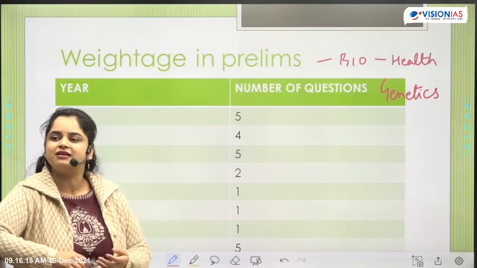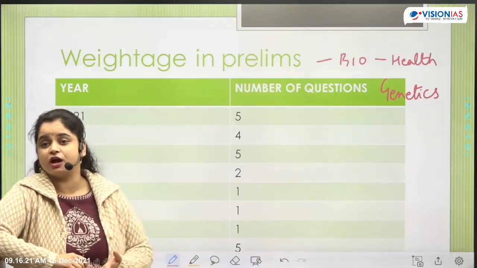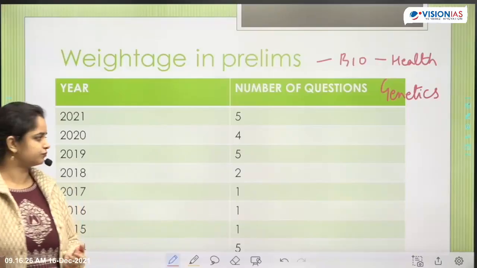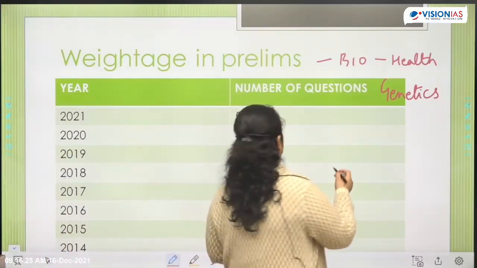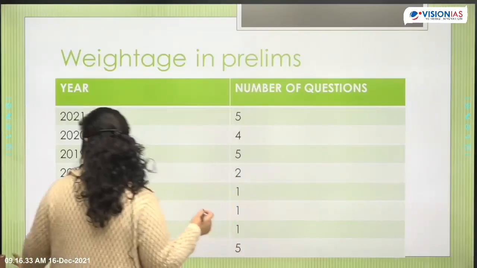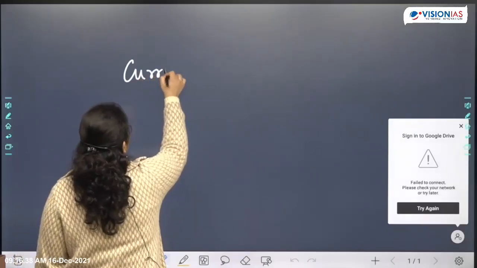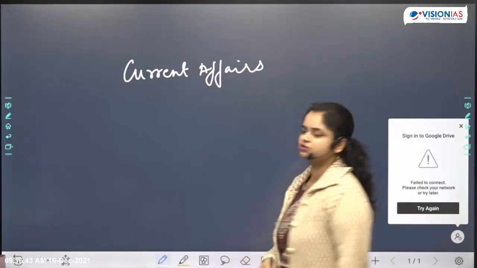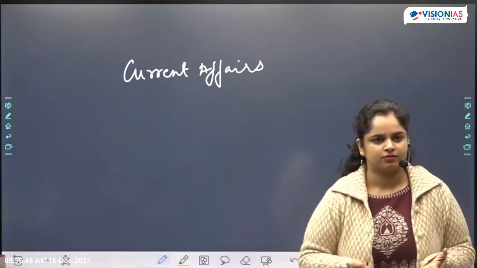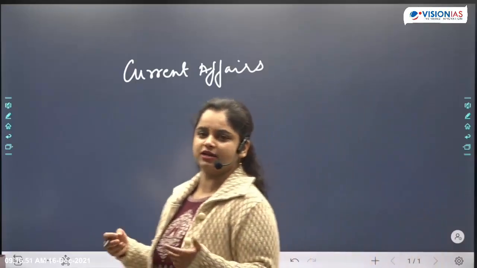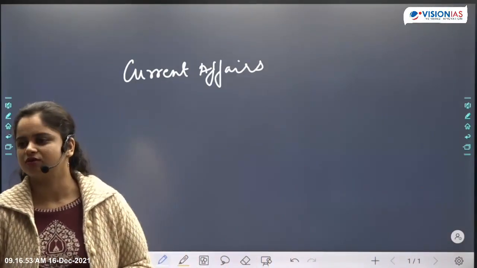But of course, to understand how this works, we will need some background. Also for your portion of current affairs, you will need some background. For understanding those current affairs, you will need to know some basics of the subject. Only then can you understand. If there is a topic which is talking about antibodies and you don't know what an antibody is, then of course that becomes a problem.